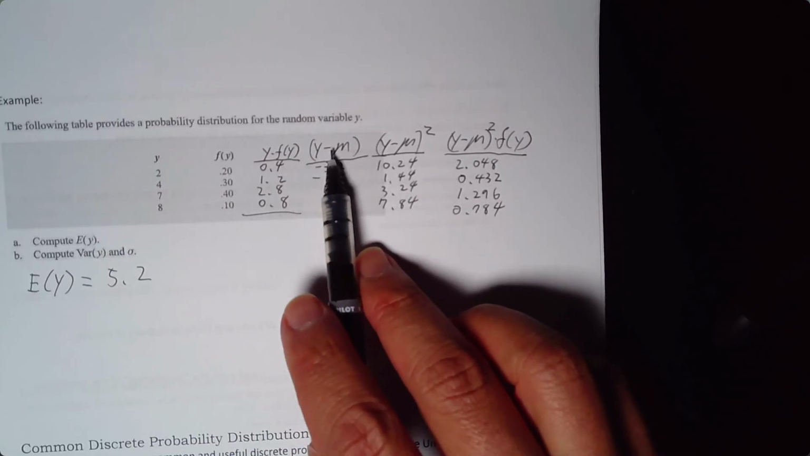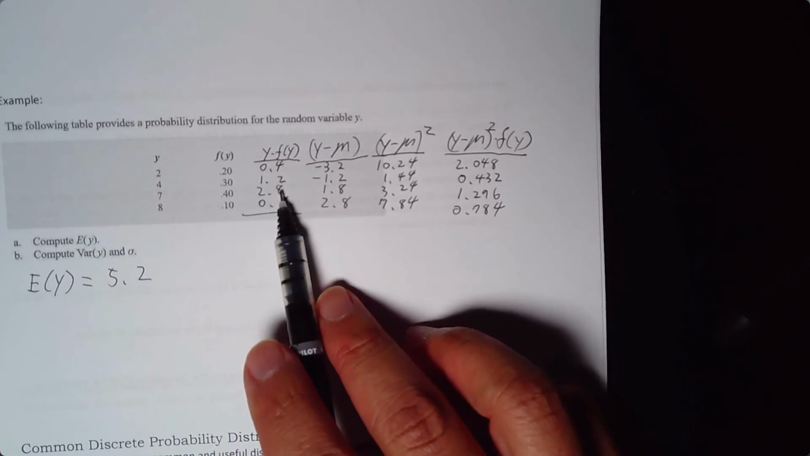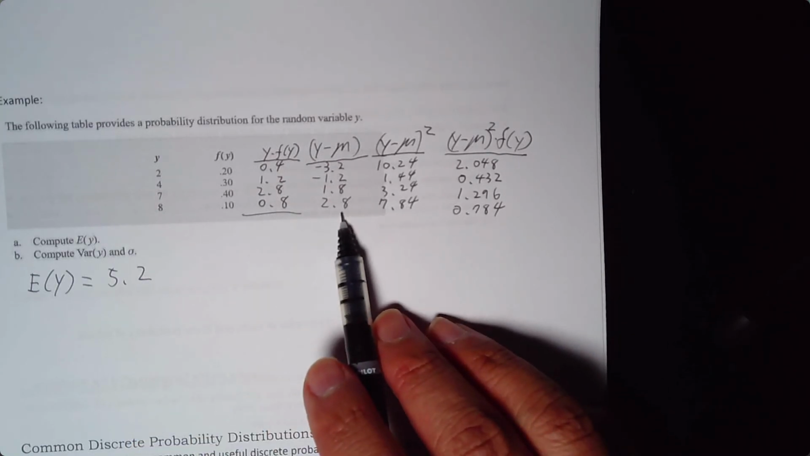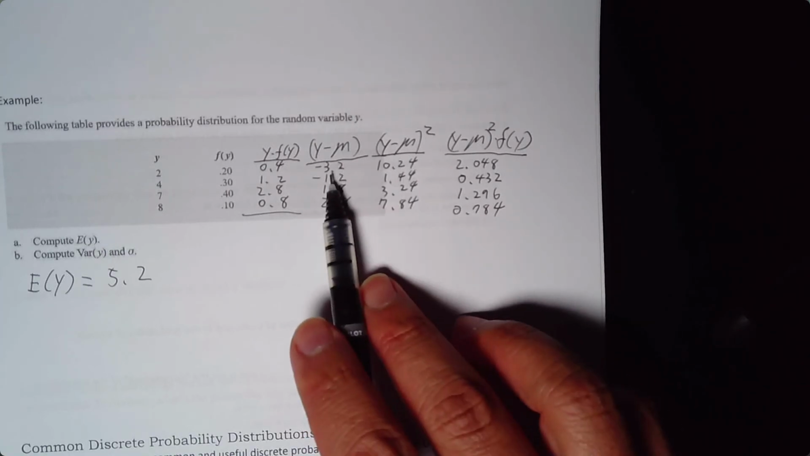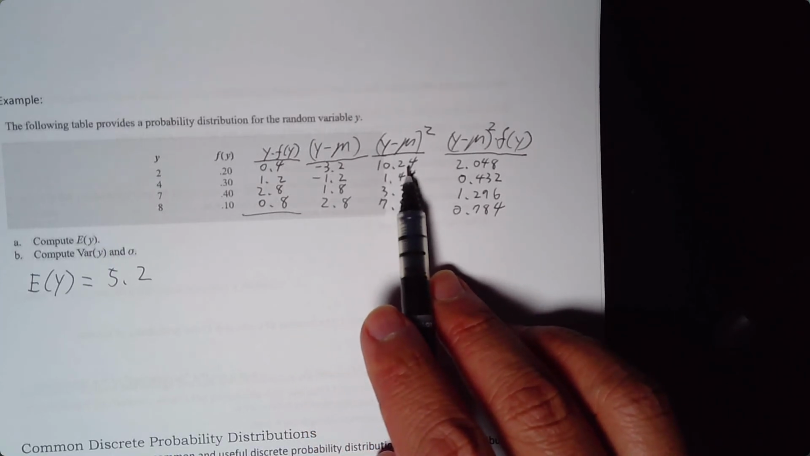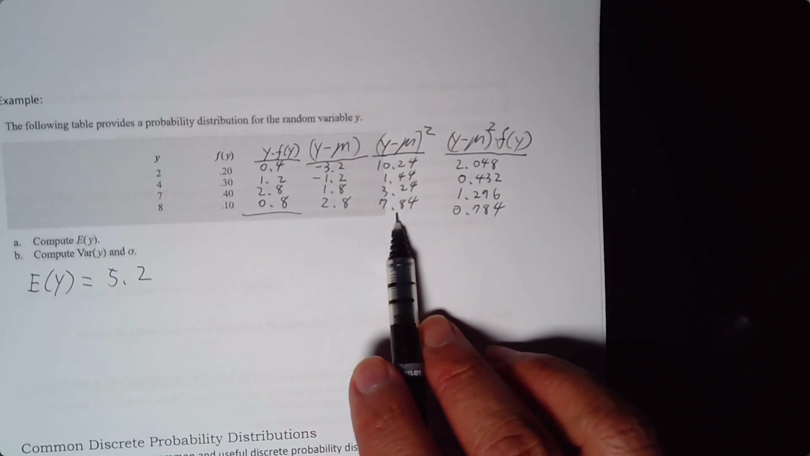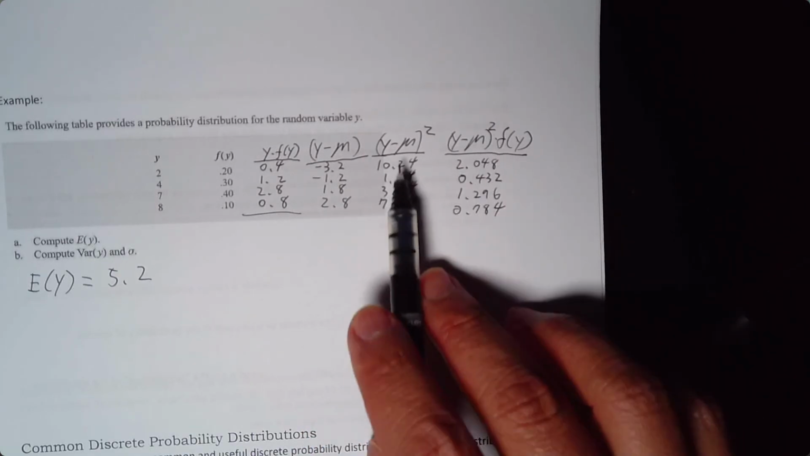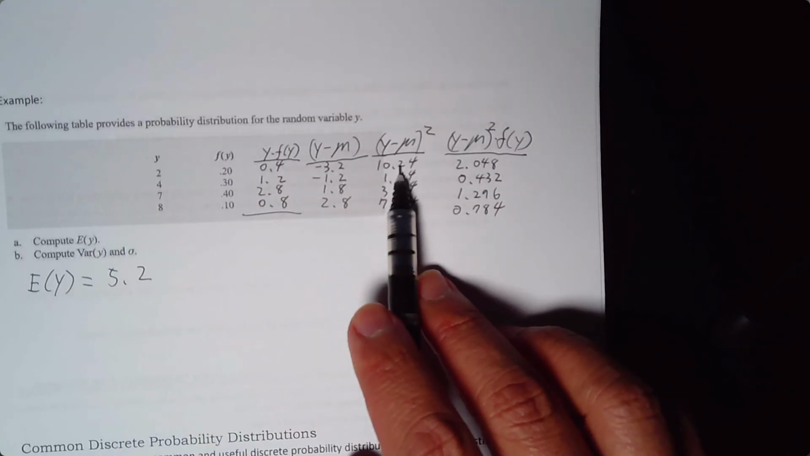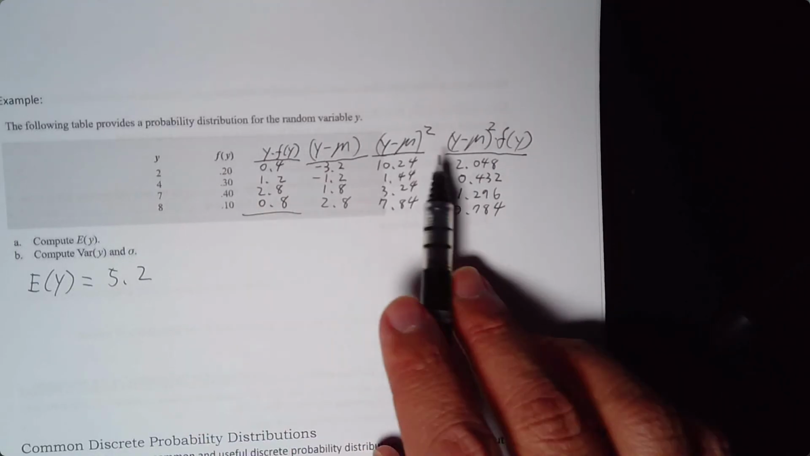But here, y minus mu, so every number here minus 5.2, you get that. Now, for this column, you just square every number here. So 3.2 squared gives you 10.24. 2.8 squared gives you 7.84. Finally, take this column and multiply by this column. 10.24 times 0.20, you get that.